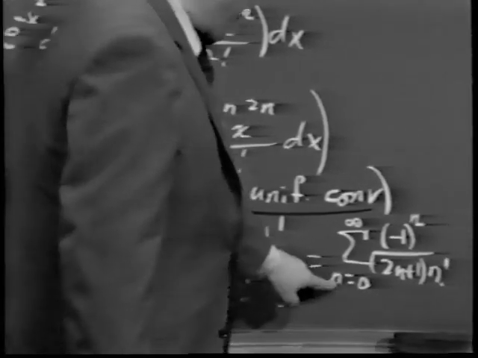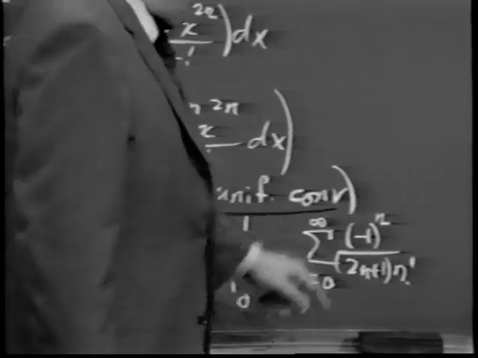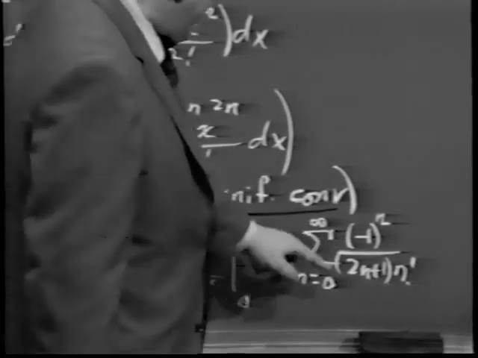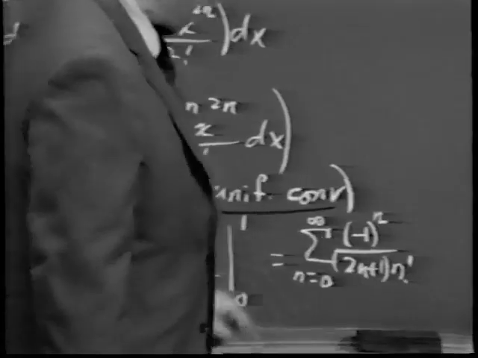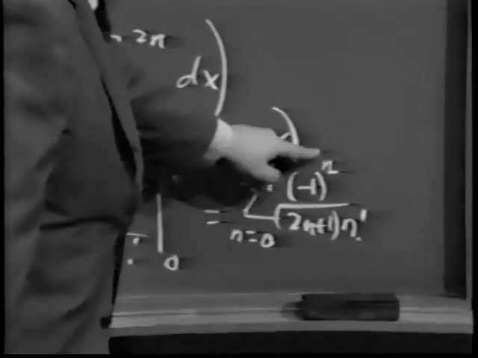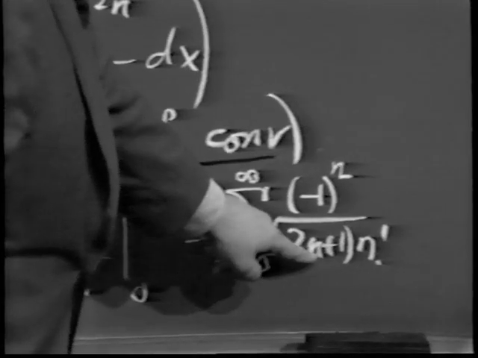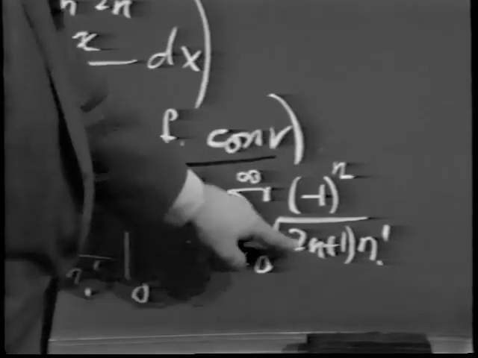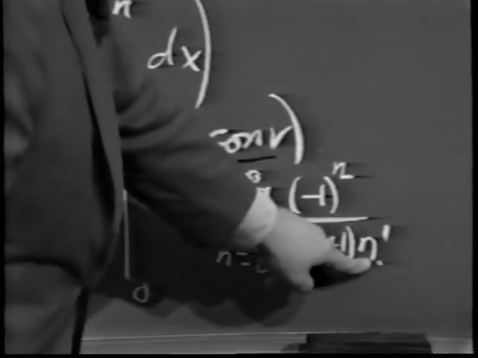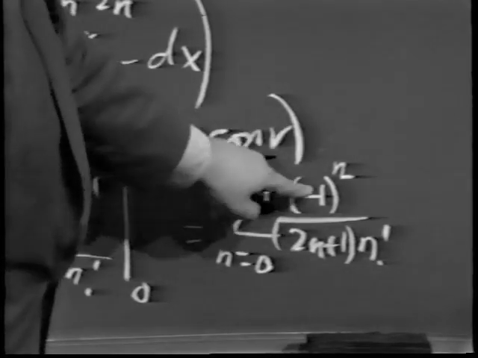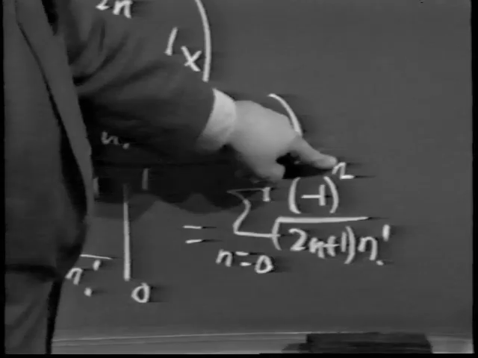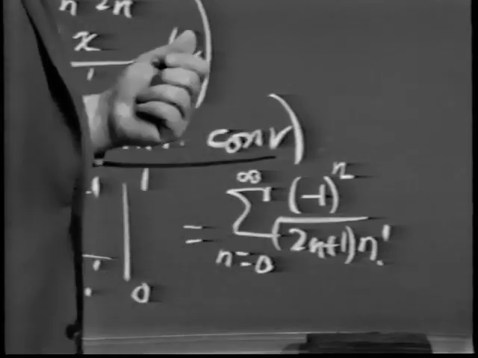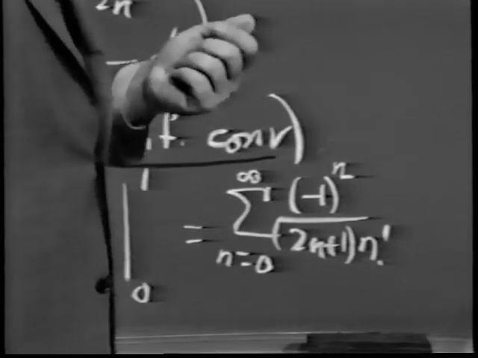this is just what? The summation n goes from 0 to infinity of (minus 1) to the n, over (2n plus 1) times n factorial. In other words, let's take a look at this. When n is 0, this term is 1. When n is 1, this is minus 1 over what? 3 times 1 is 3. When n is 2, this is 5 times 2 factorial, which is 10. When n is 3, this is a minus 1 to the third power, which is minus. This is 7 times 3 factorial. 7 times 3 factorial is what? 7 times 6, which is 42, etc.